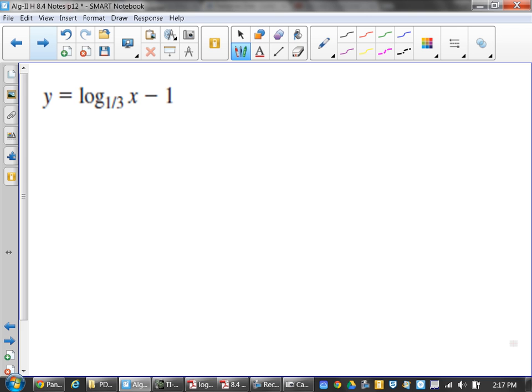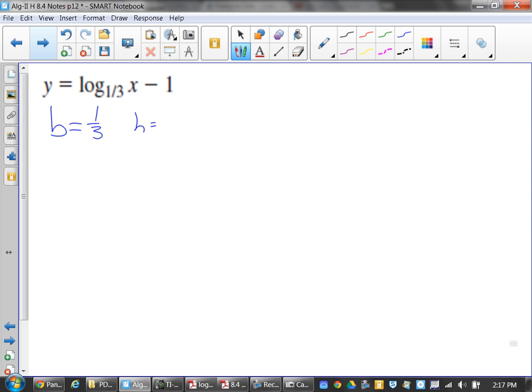We have y equals log base 1/3 of x minus 1. When I start log problems, I list everything. What's your base? It's 1/3. What's my h?